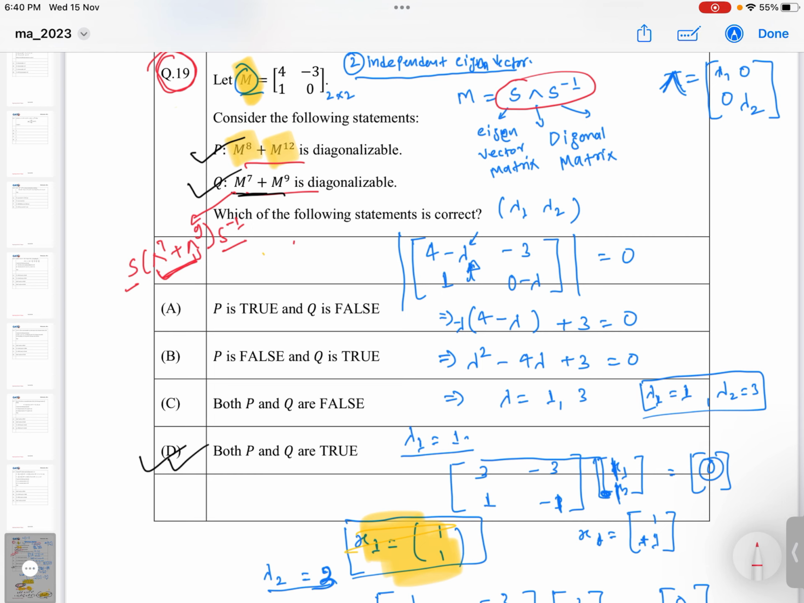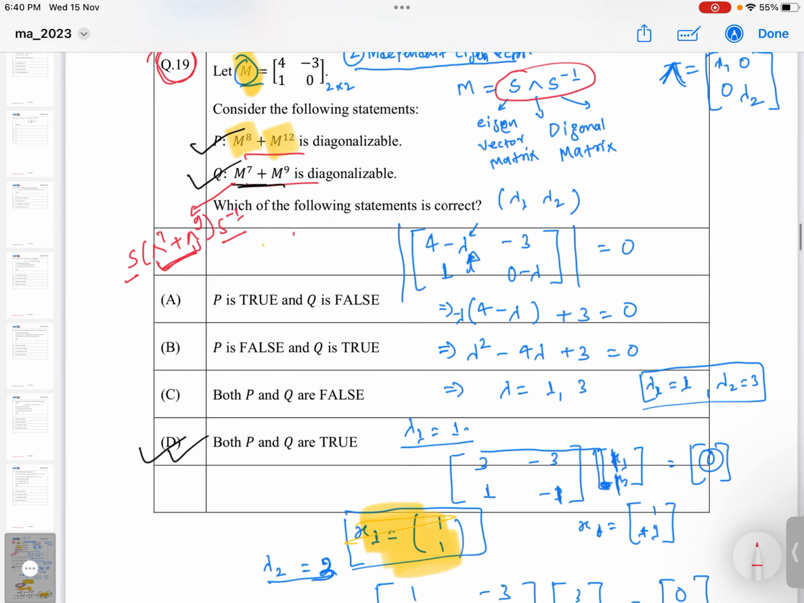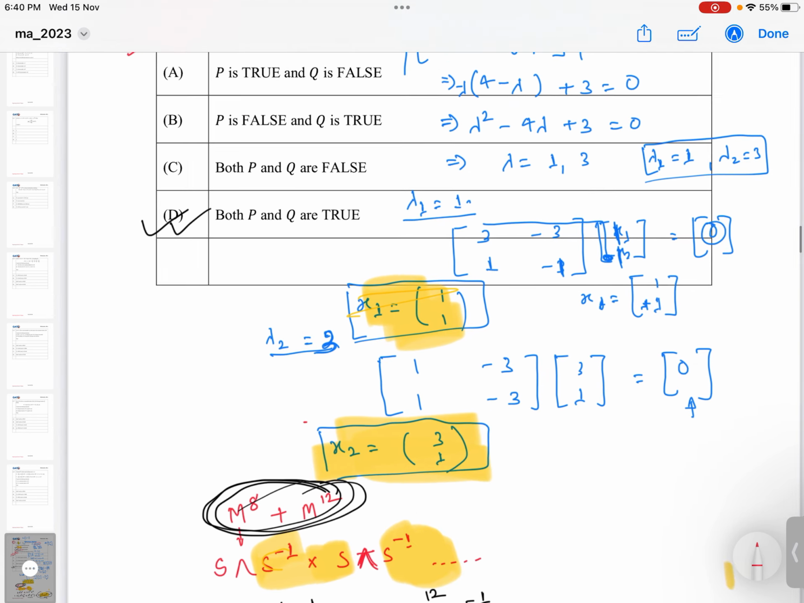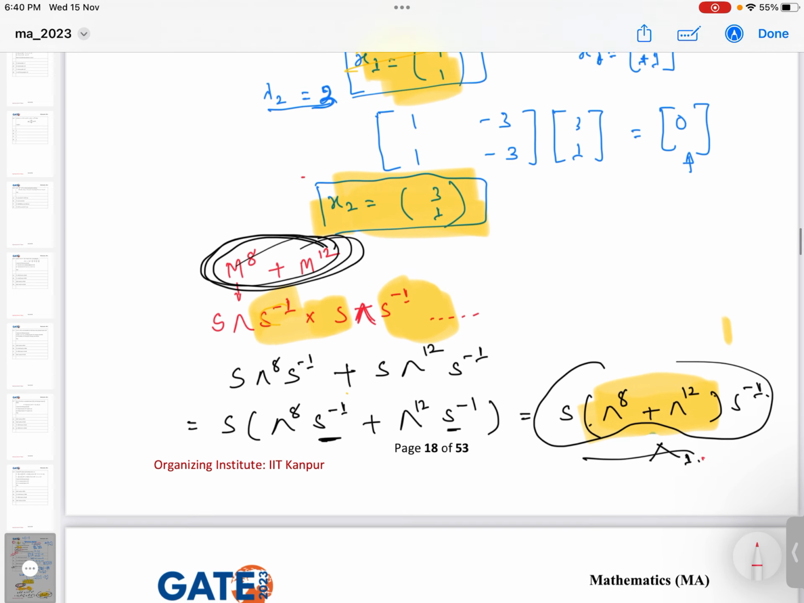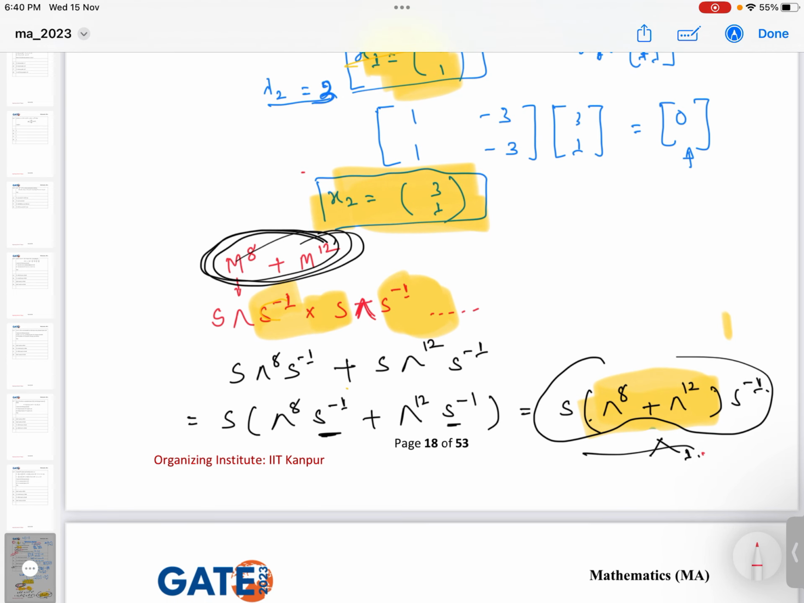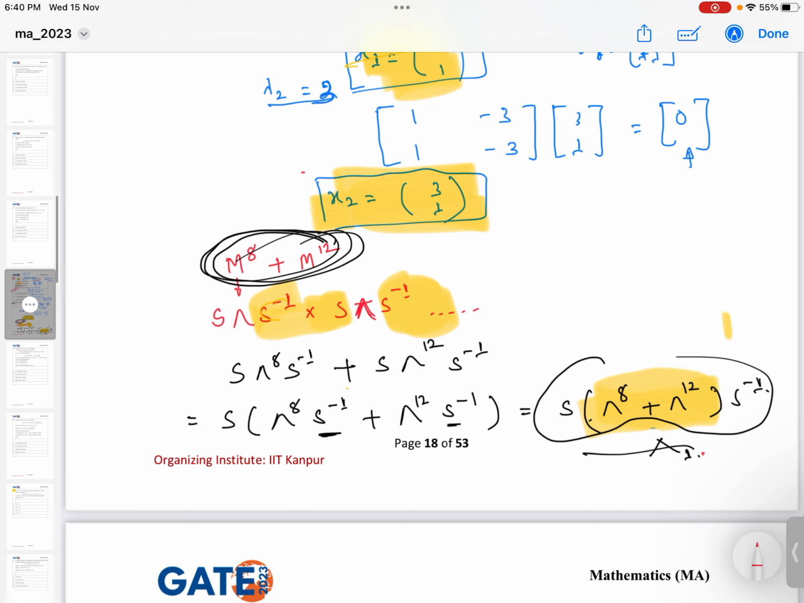I hope you have got the answer with complete clarification. Okay, now let's move to another question, that is question number 34.